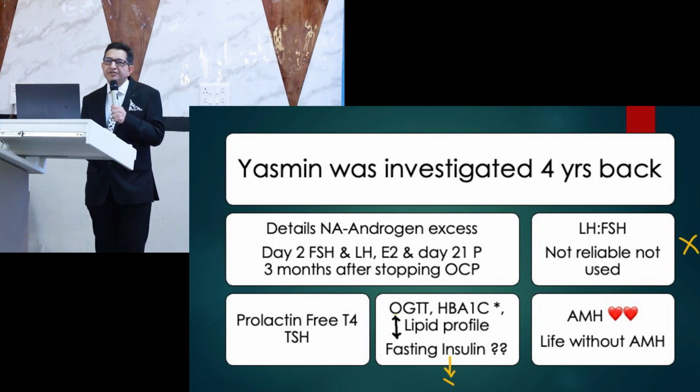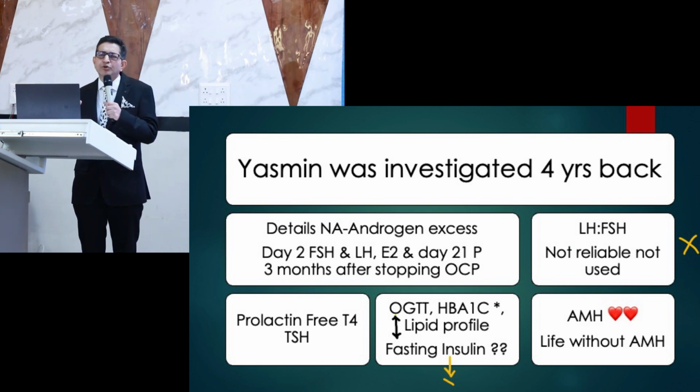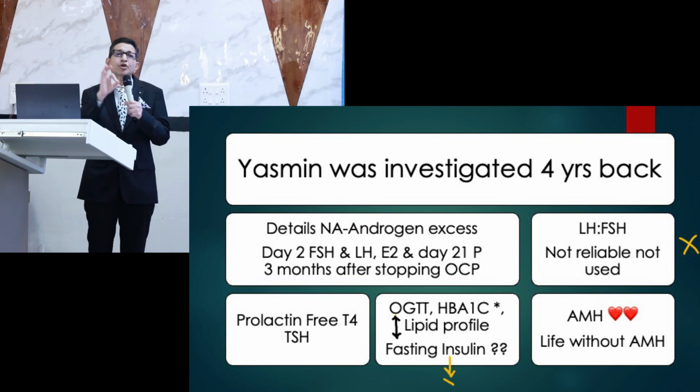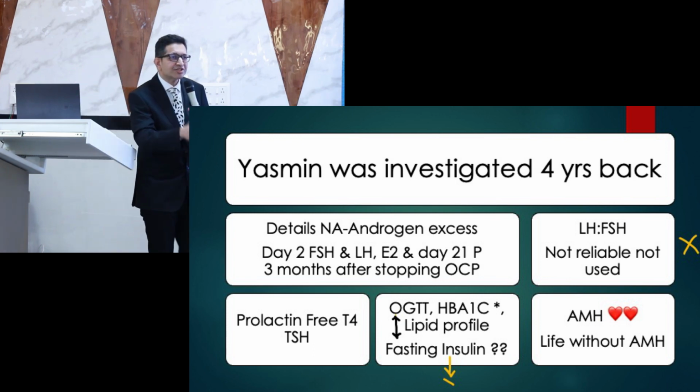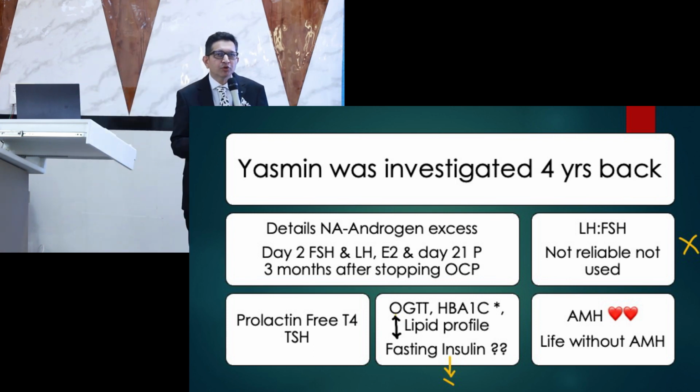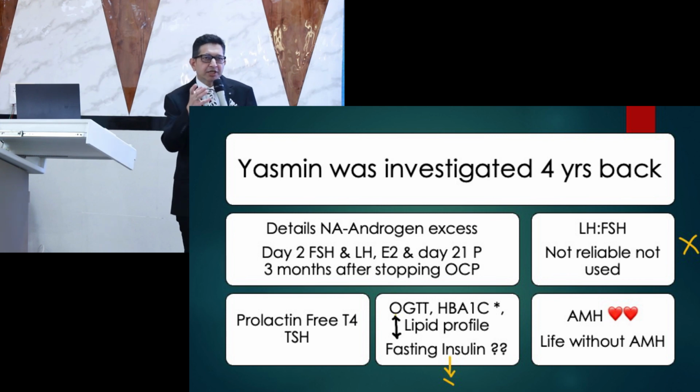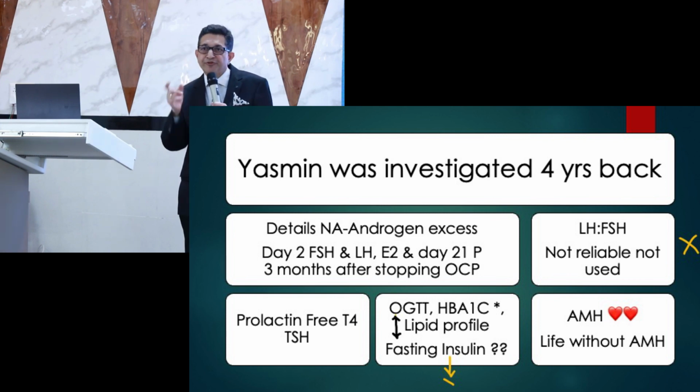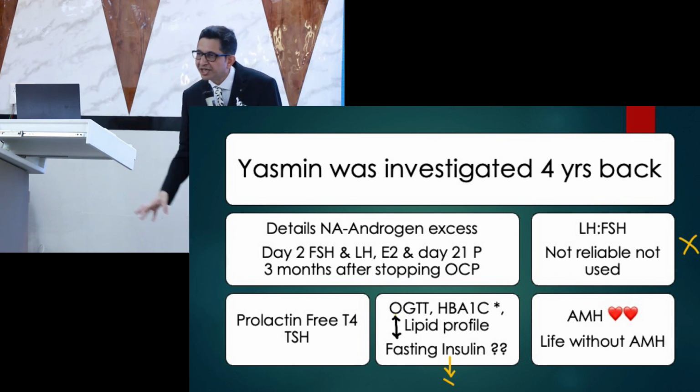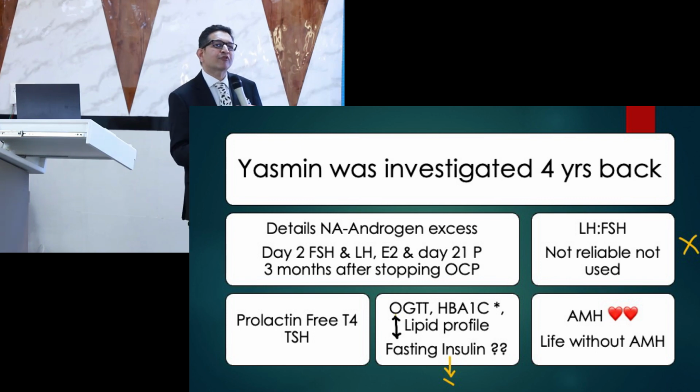So Yasmin was investigated 4 years back. So we don't have her reports available. Now you have to investigate her and she wants to conceive. So what are the investigations you will do? We have discussed about the testosterone. We have discussed about free androgen index. All these investigations were related to androgen excess. They have nothing to do with infertility. Now you have to investigate her for the infertility.